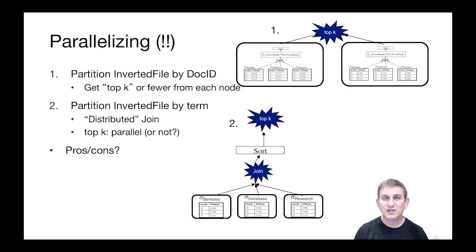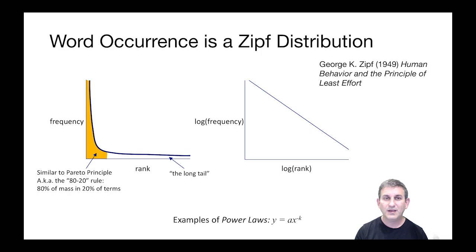Before we talk about the pros and cons of these two schemes, I want to talk a little bit about how terms get distributed across documents more generally. So this is a little side trip, but there's a fascinating article from the middle of the 20th century by this guy named George K. Zipf, and it's got the very general title, Human Behavior and the Principle of Least Effort.